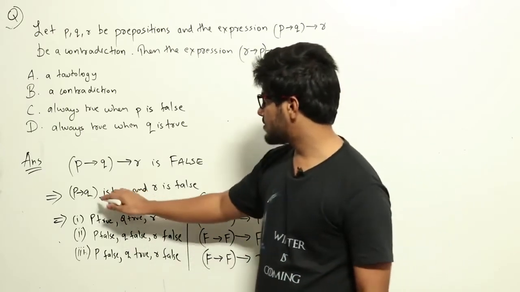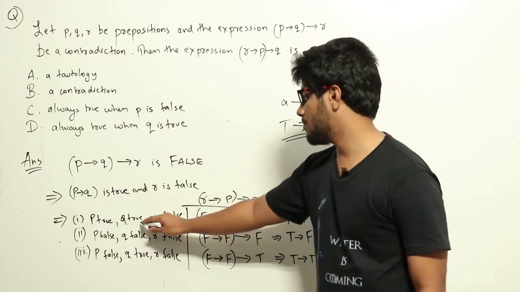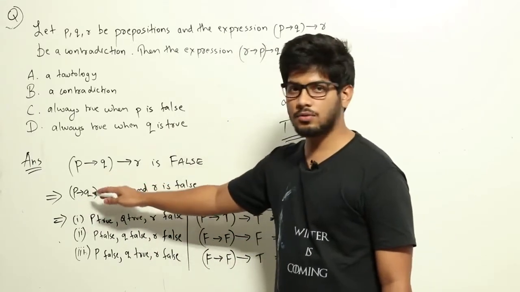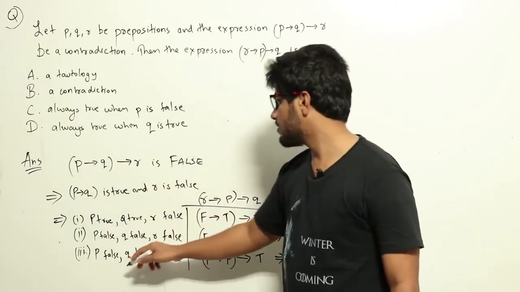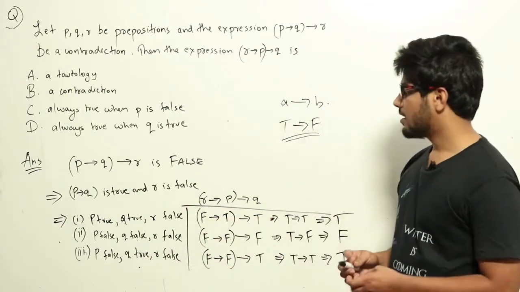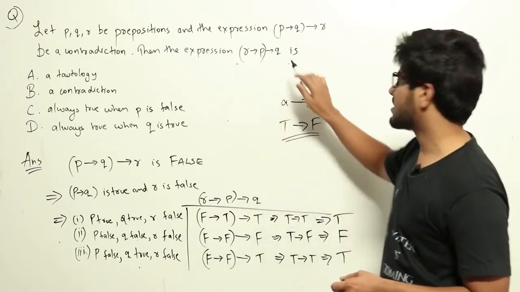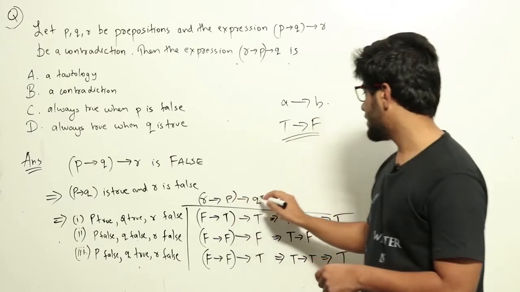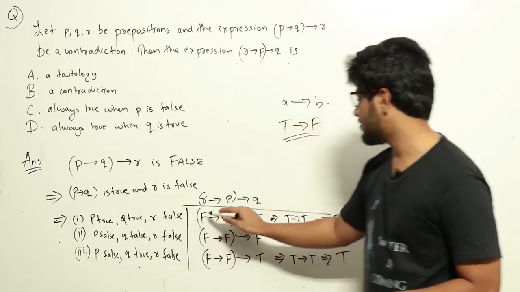P implies Q is true, meaning there can be three cases. One is that P is true, then Q has to be true, R is false. If P is false, then Q can be true or false, for P implies Q to be true. Those two cases are P is false, Q is false, and P is false, Q is true, and R is false always. Now, for each of these three cases, we'll write down this expression and we'll find what the value of that is, R implies P implies Q.